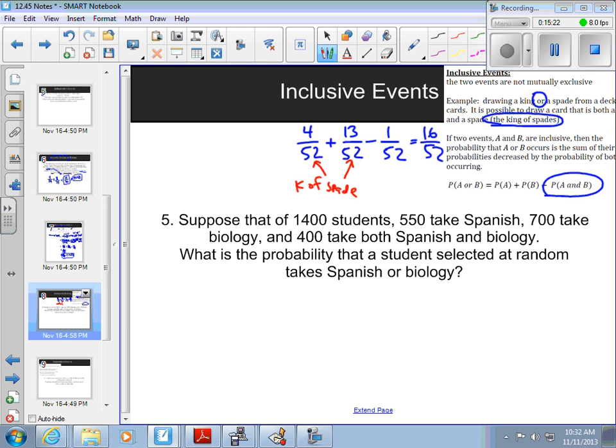So if it's an or problem and there can be something in both groups, that needs to get subtracted out. All right, we'll look at finishing your notes tomorrow.